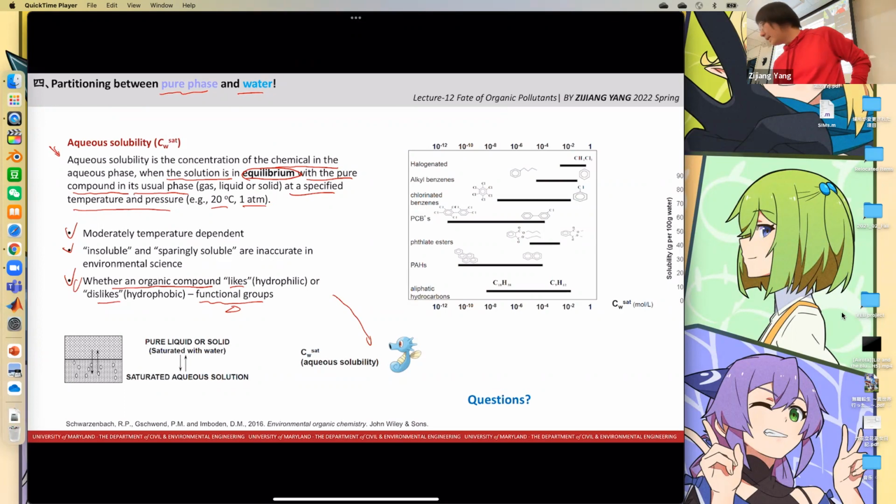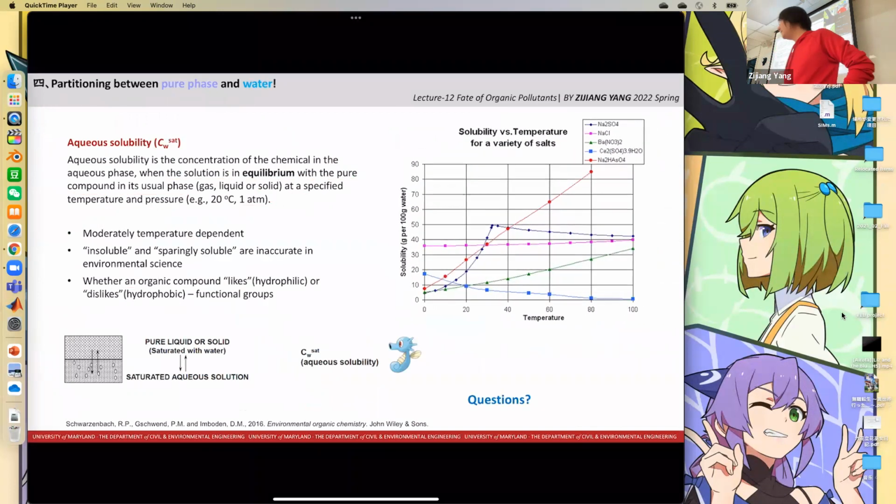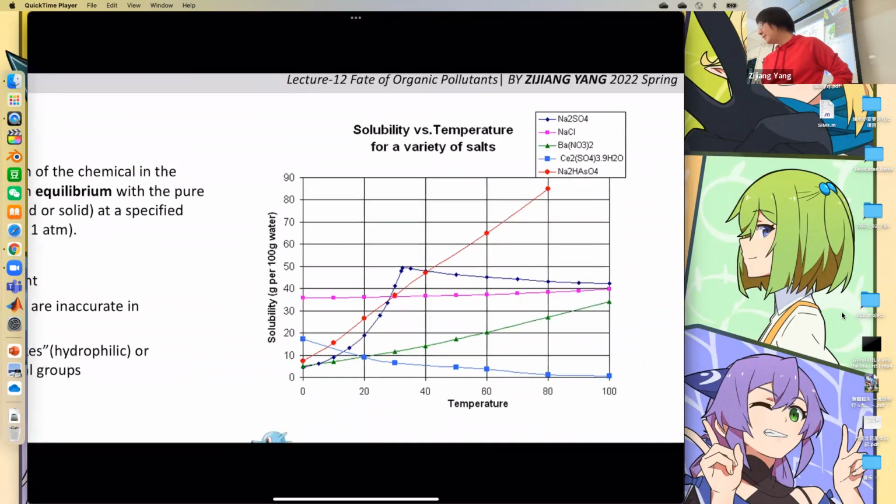And here I want to emphasize that we see that this is moderately temperature dependent. We didn't mention if it increases or decreases with temperature. This is because, in general, we have some examples like this one. This is for inorganic matter, but I just want to show the concept.